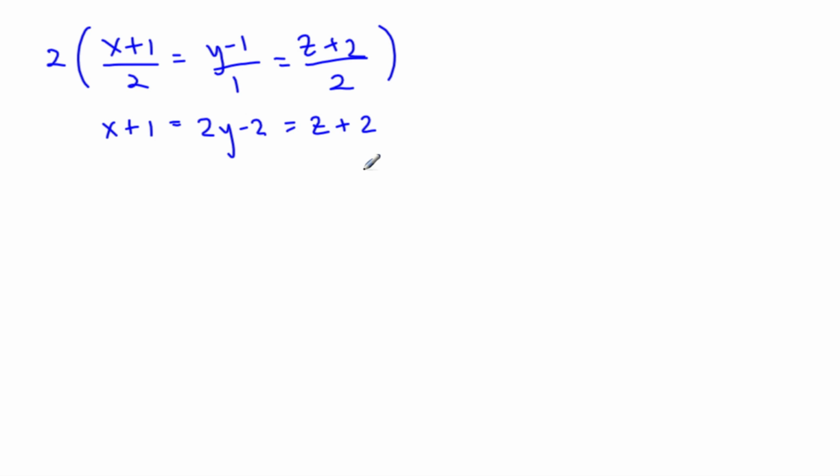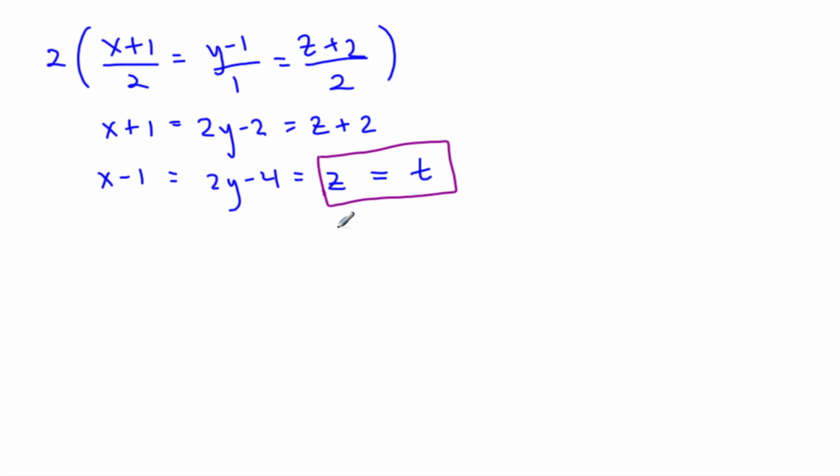And then if I wanted to, I could subtract 2 from everything, so I'd get x minus 1 equals 2y minus 4 equals z. Still the exact same line, different form. You can see that I'm dividing by 1 on all these now. But it's still equal to a t. It's a different t, and you can see now that in this case, z is equal to t.